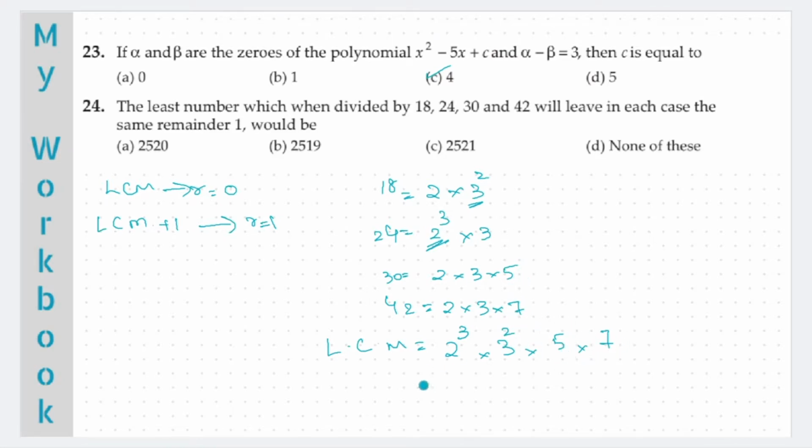So the LCM will be 2 cube into 3 square into 5 into 7, which will be 8 into 9 into 5 into 7, and the LCM will be 2520. So the answer that we need is the LCM plus 1 because it should leave a remainder of 1. So the answer will be 2521. Option C is the correct answer.